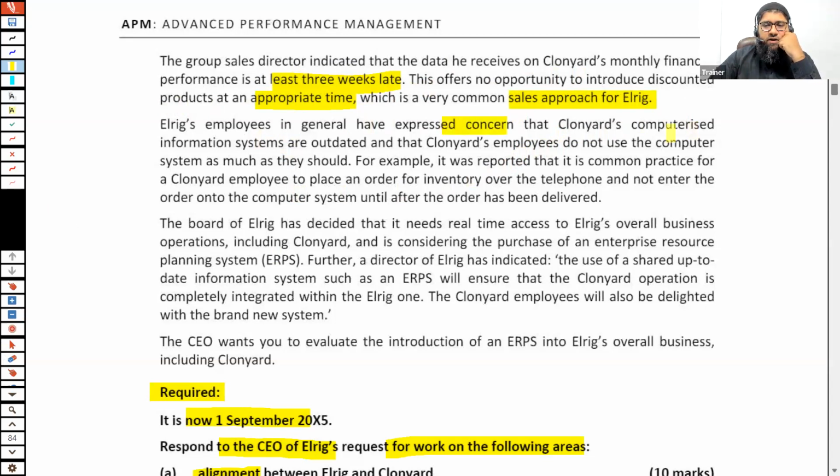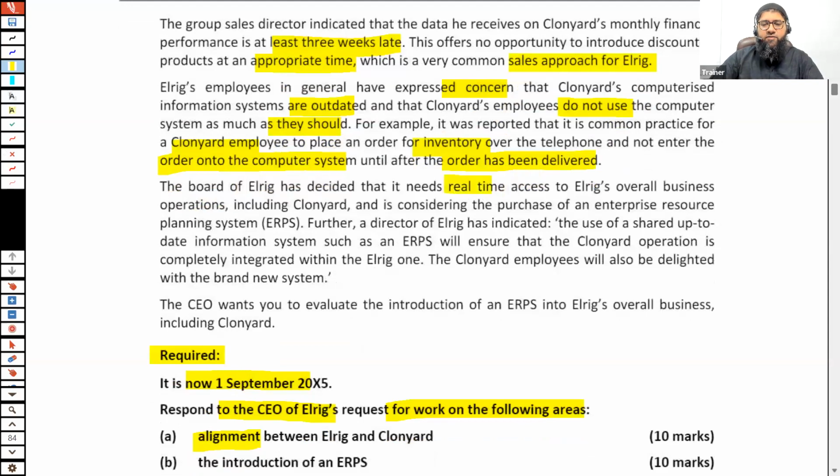Elric's employees have expressed concern that Clone Yard's computerized systems are outdated and Clone Yard's employees do not use the computer system as much as they should. For example, it was reported it's common practice for Clone Yard employees to place an order for inventory over the telephone and not enter the order onto the computer system until after the order has been delivered. Board has decided it needs real-time access to Elric's overall business operations, including Clone Yard, and is considering purchase of an ERPS. Further, a director has indicated use of a shared up-to-date information system such as ERPS will ensure Clone Yard operation is completely integrated within the Elric one. Clone Yard employees will also be delighted with the brand new system. CEO wants you to evaluate the introduction into overall business, including Clone Yard.